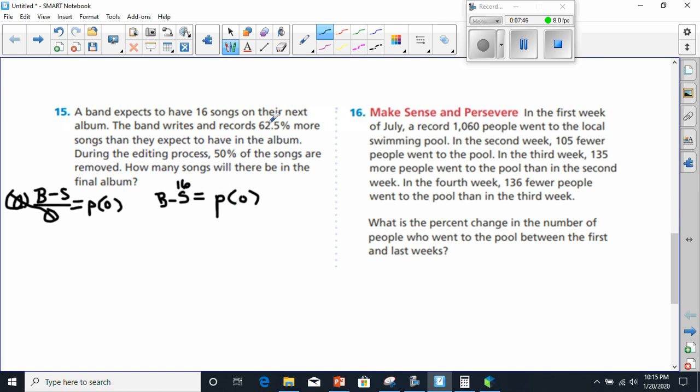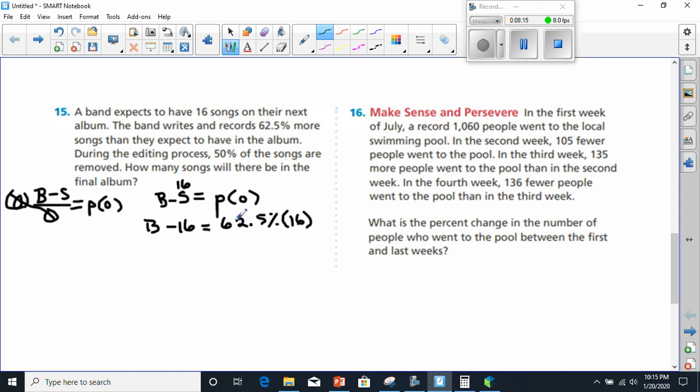Of course, the percent is going to be 62.5%. So let's write all this below. 16, the big number minus 16 has to be equal to 62.5% times 16, which was the original number that we're talking about here.